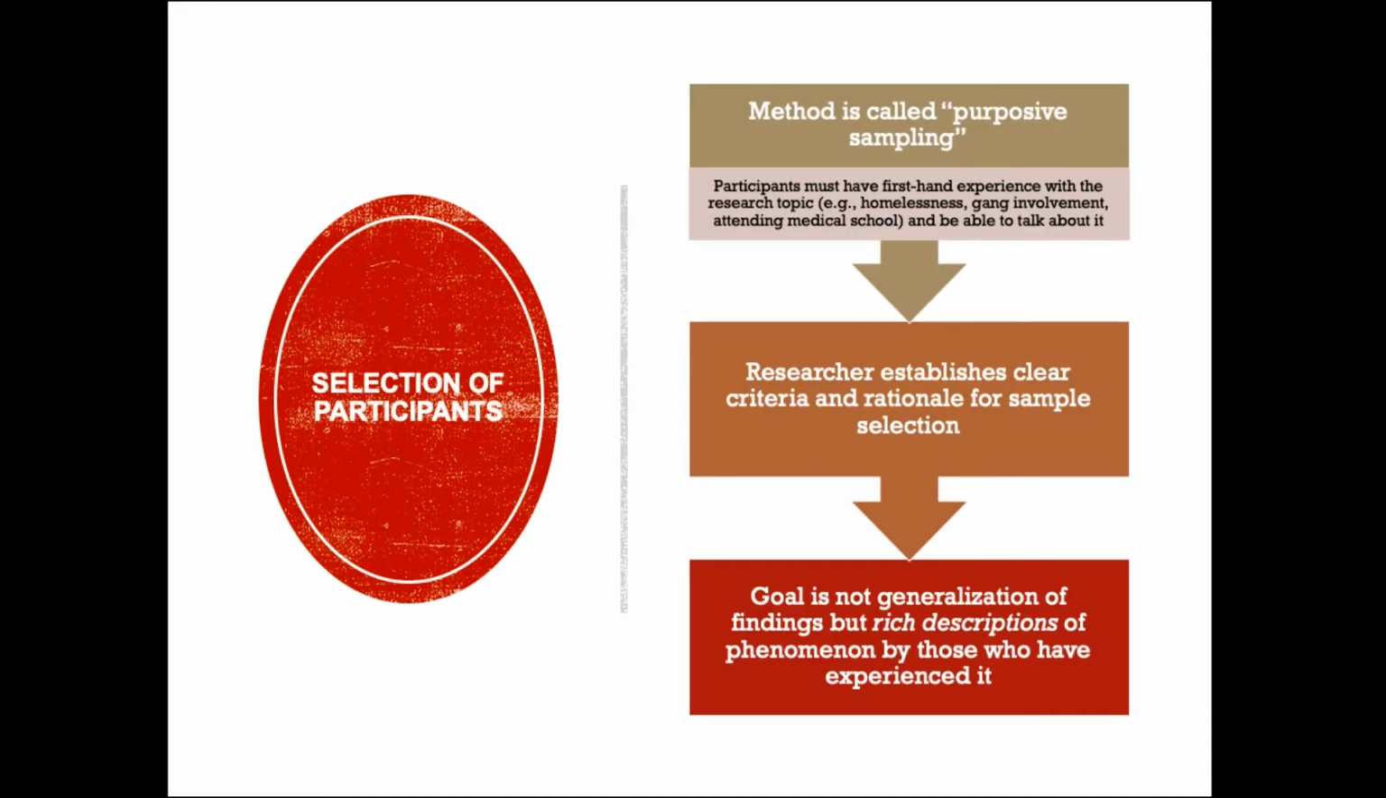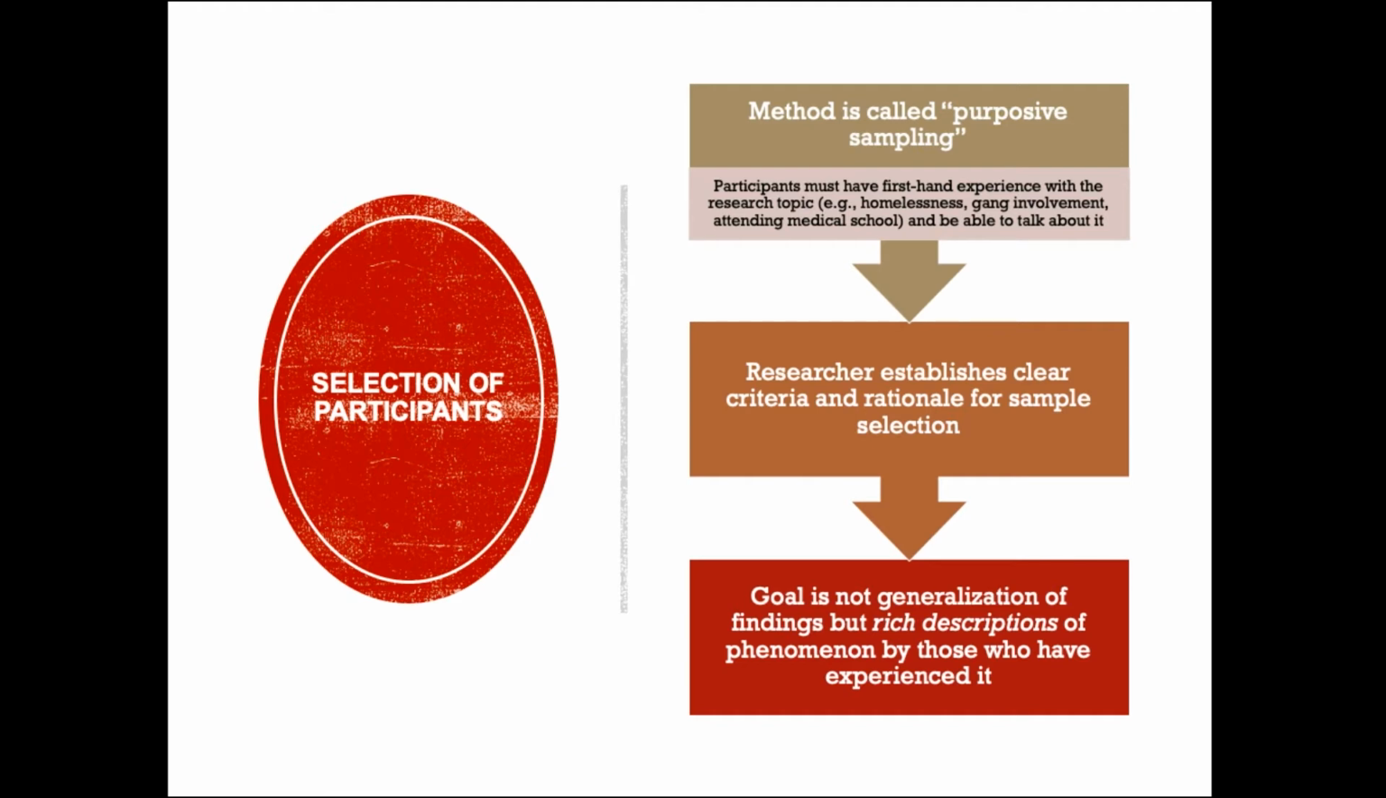Selection of the participants. We have a method called purposive sampling, where participants must have first-hand experience with the research topic, for example homelessness, gang involvement, or attending medical school, and be able to talk about it. So if your research is about gang involvement, you don't talk to people who have only seen it in a movie. You have to talk to people who were really involved in gangs. How do you find them? You may go to the jail and ask permission to interview those people.